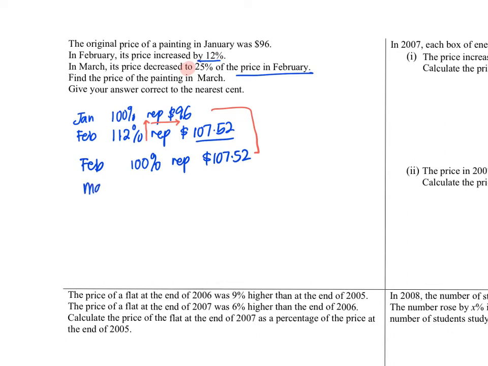Now in March, it's only left with 25%, not deducted by 25%, but decreased to. So 25 over 100 times this number, and that gives us the value of $26.88. Now this is the price of the painting in March, giving the answer correct to the nearest cent. Have you gotten the answer?